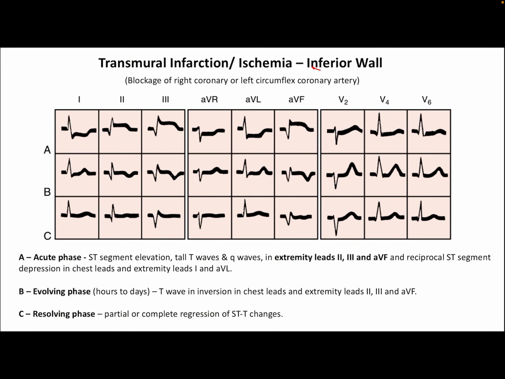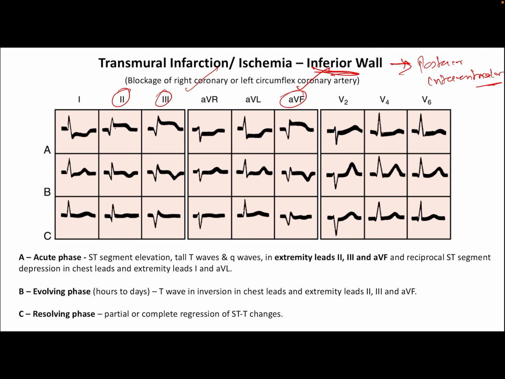So the inferior wall, or diaphragmatic surface, is supplied by the posterior interventricular branch, which mostly comes from the right coronary artery because it is right dominant, and in some cases from the left circumflex artery. Since it is an inferior or diaphragmatic wall, the changes will be seen in II, III, and AVF, that is, the foot leads.